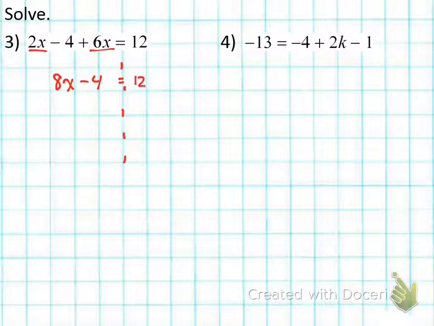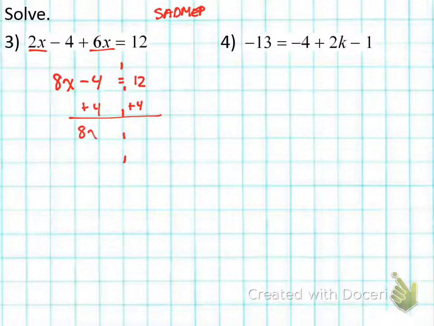Now this is just like yesterday, right? SADMEP, are there any subtraction signs? Are there? Yeah, there's a minus 4. What's the opposite of minus 4? Plus 4. So we're going to do plus 4 and plus 4. Okay? So 8x, the 4's cancel out, right, is equal to, what's 12 plus 4? 16, right? Then, let's look at up here.